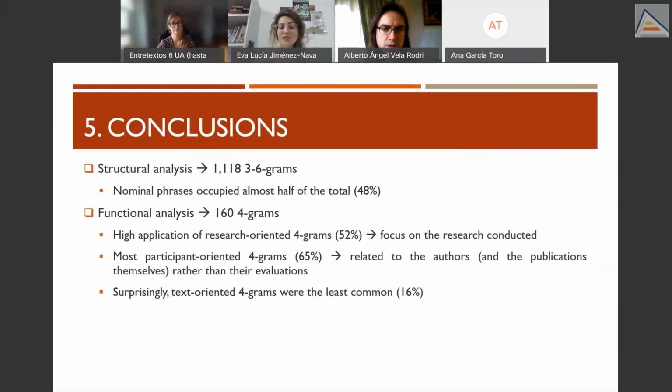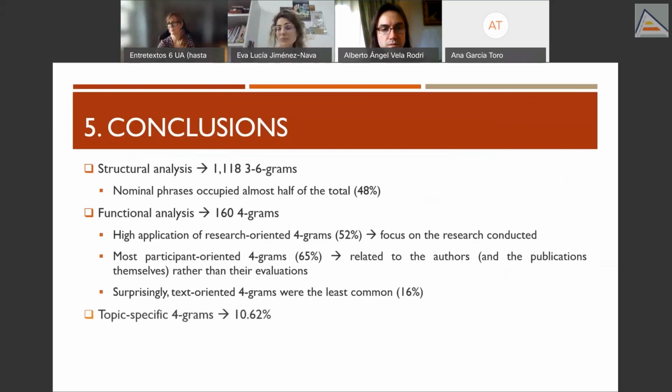And surprisingly, it was a surprise for me, because text-oriented foregrounds, those used to organize the text and to refer to the elements of the text, were the least common, only 16% of representation. And regarding the topic of the foregrounds, remember my corpus was scientific. It has to do with medicine, biology, veterinary, and genetics.